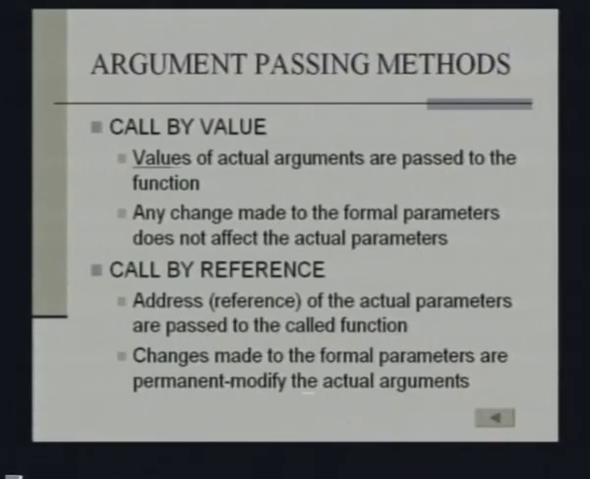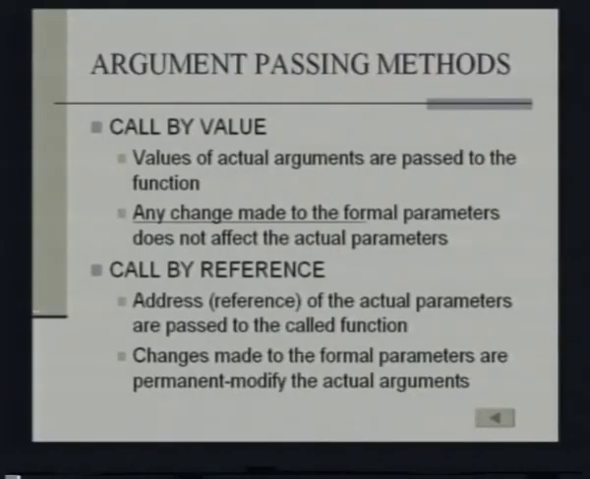Call by value: here the values of the actual arguments are passed to the function. This is the normal way of passing an argument. You have a function, say sum, and you pass integer a and integer b as the arguments. Any change which is made to the formal parameters does not affect the actual parameters. So if you are calling the function sum of a comma b and defining the function sum of c comma d, a's value will be copied to c and b's value will be copied to d. Whatever changes you want to make, you make inside the function and print the values there itself. No change made to the formal parameters will be seen in the actual parameters.